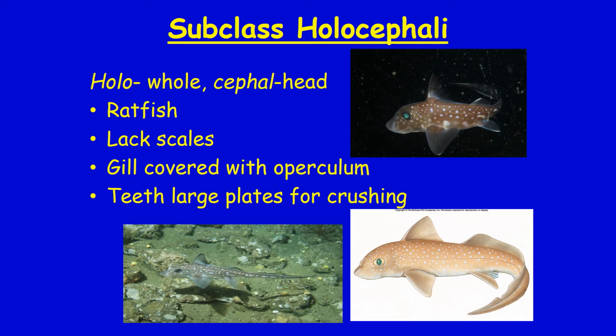And then we have another subclass, Holocephali. The holo means whole and cepha means head. These are the ratfish. They do not have scales, and their gills do have an operculum. Their teeth are large plates for crushing. They're not really sharp. They're more like plates to crush things.